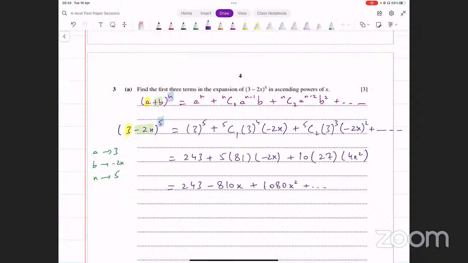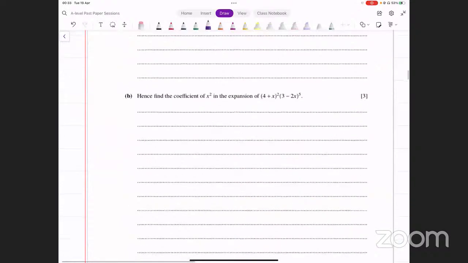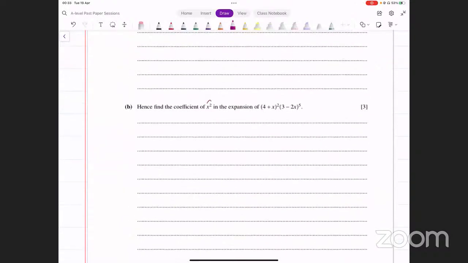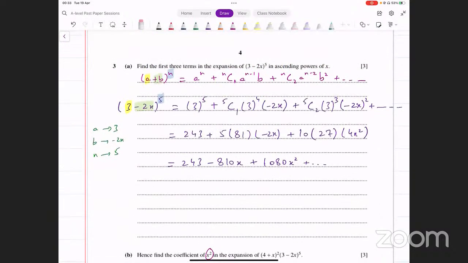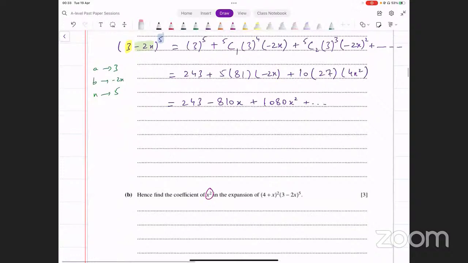Okay, let's move on. Now it says, hence find the coefficient of x square in this expansion. अच्छा ये कौन सी expansion है? First part में क्या था? 3 minus 2x whole raised to power 5. You've got 3 minus 2x whole raised to power 5 here as well. And then that's being multiplied by 4 plus x whole square.